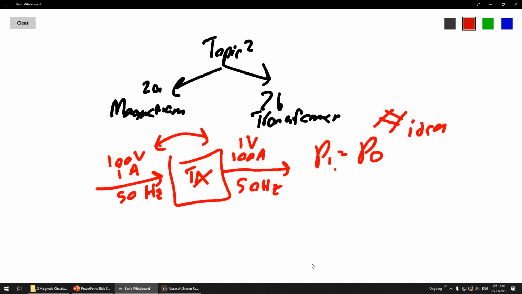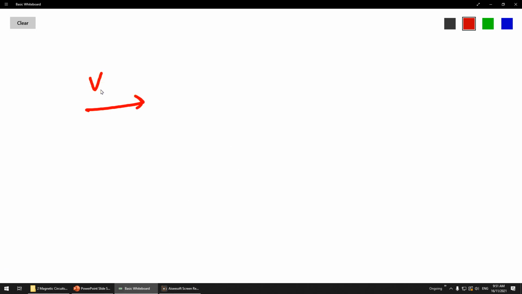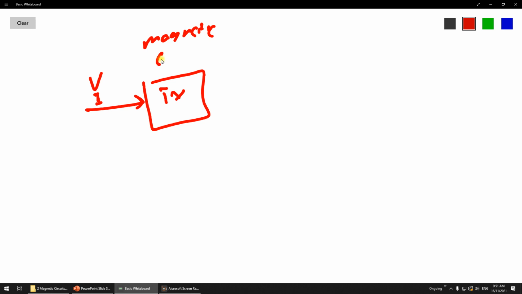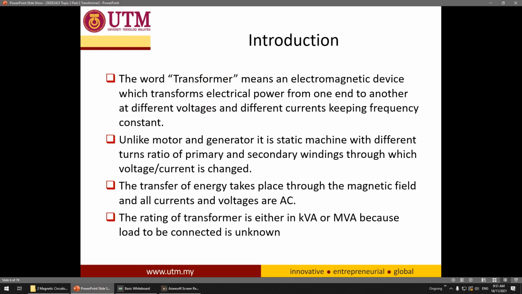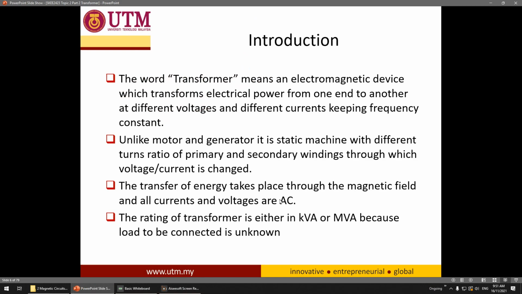So for this explanation, let me show it. Okay, transfer of energy, you can see here, this is electrical V and I. Okay, and then in the transformer TX you have the magnetic energy. Okay, and then you change back to voltage and current. So electrical, magnetic, and then electrical back. Okay, that is meant by this sentence. And this one needs to be AC. You cannot use DC for transformer. Okay, it doesn't work. Make sure you know this, only AC.